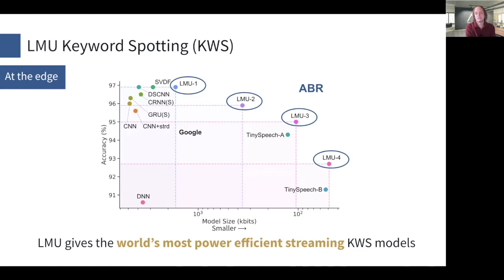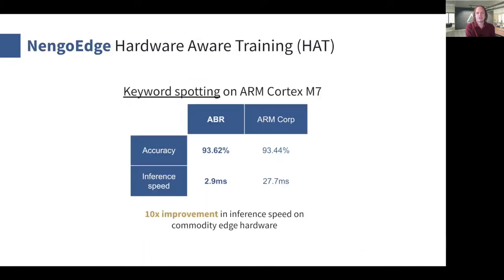This was a study done in software, but we took the same techniques and targeted specific pieces of hardware. Here I'm showing examples for an ARM Cortex-M7. We picked the M7 because ARM themselves had used that as an example of keyword spotting. And here we're comparing the accuracy and inference speeds that we got.